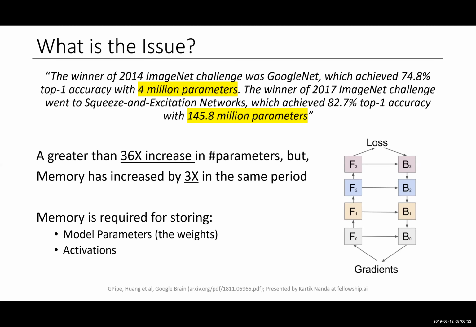Whereas the number of parameters, or in other words, the amount of memory that is being used, has increased by over 36x. So for example, GoogleNet in 2014, which won the ImageNet Challenge, had about 4 million parameters. And in 2017, the network that won the challenge had 145 million parameters. So all of these parameters have to be stored in memory.